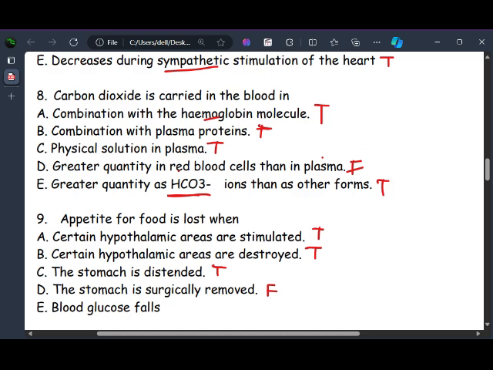And E, blood glucose falls. Is your appetite for food lost when the blood glucose falls? Actually, if blood glucose falls, it is supposed to increase your hunger levels. So the appetite for food increases when blood glucose falls. It's not lost. So this option is false as well.